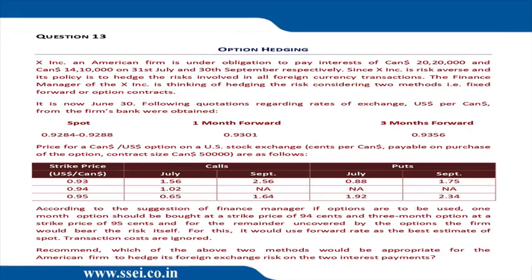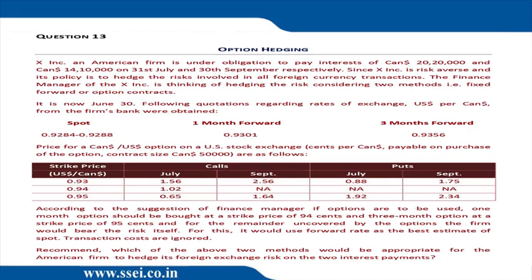Okay, they are given. So I'm confused which strike price to use. According to the suggestion of the finance manager, if options are to be used, 1 month option should be bought at a strike price of 94 cents and 3 month options at a strike price of 95 cents. Perfect. So for the July one, we will buy call option at E equal to 0.94 at a premium of 0.0102, and for the September one, we will buy call option at E equal to 0.95 and premium equal to 0.0164. Okay, 0.0164, because they are given in cents.